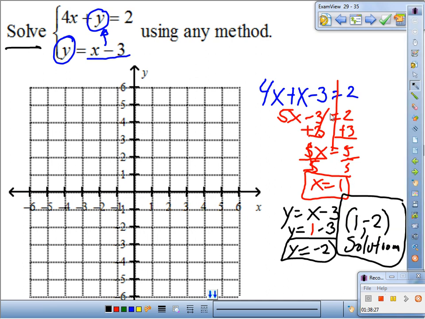Some of you do all the work, do this well, and sometimes you forget to write your solution. On this one, you just choose a method and you go with it. You graph it if you want to use the graphing method to solve. Okay, let's go to number 30.